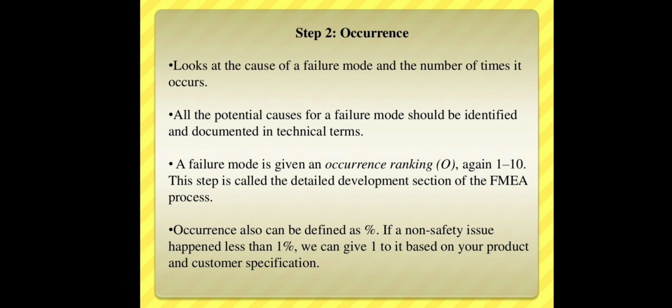When we talk about step 2, occurrence, it looks at the cause of the failure mode and the number of times it occurs, meaning how many failures can happen in the system. That is called occurrence.